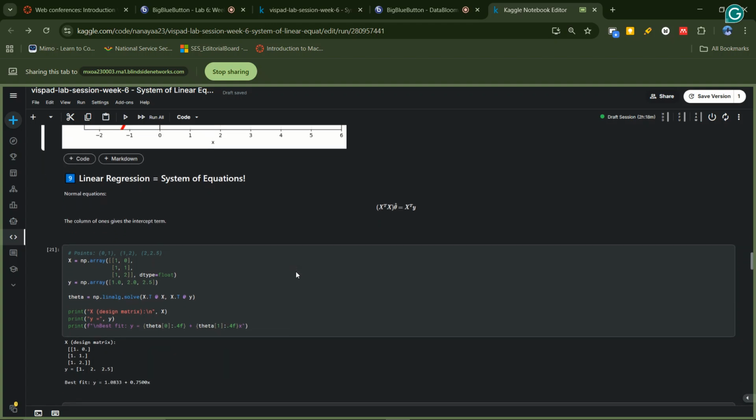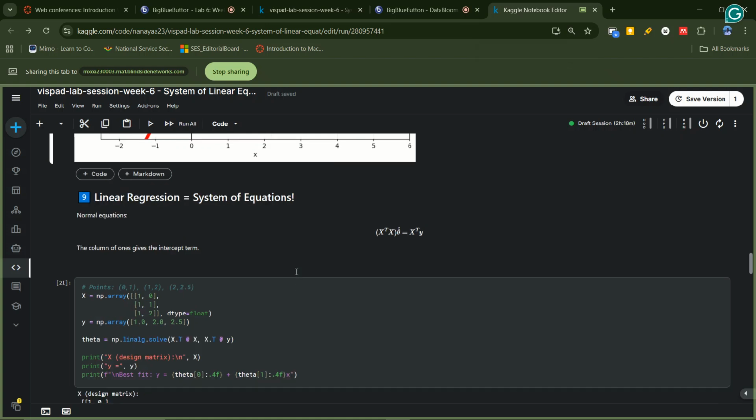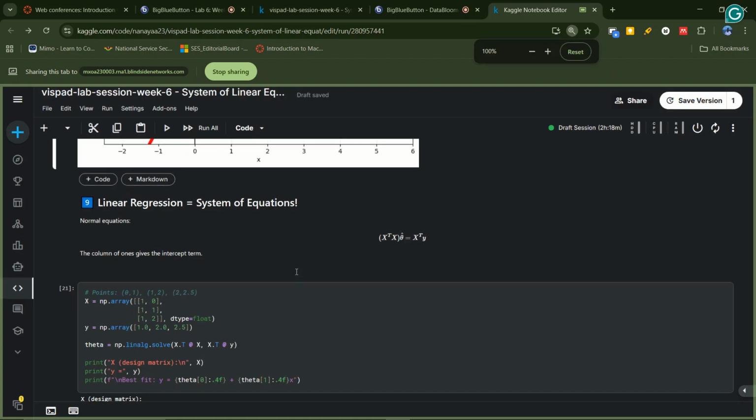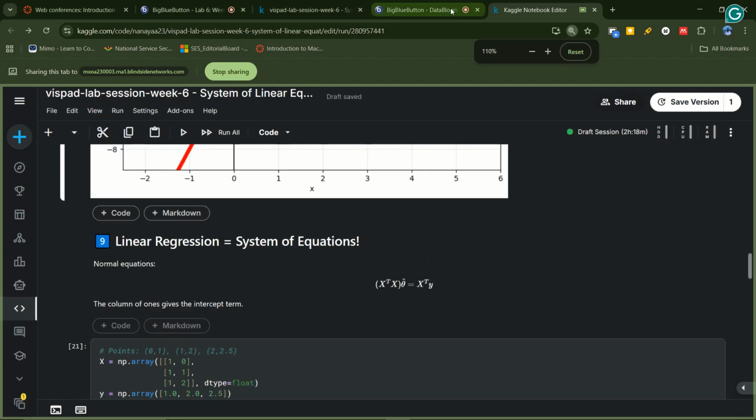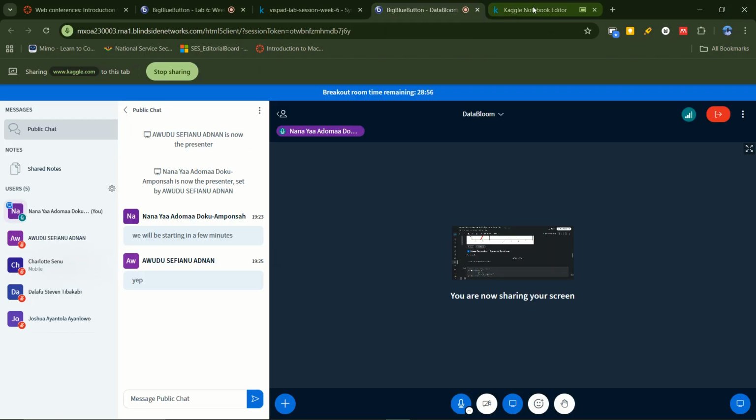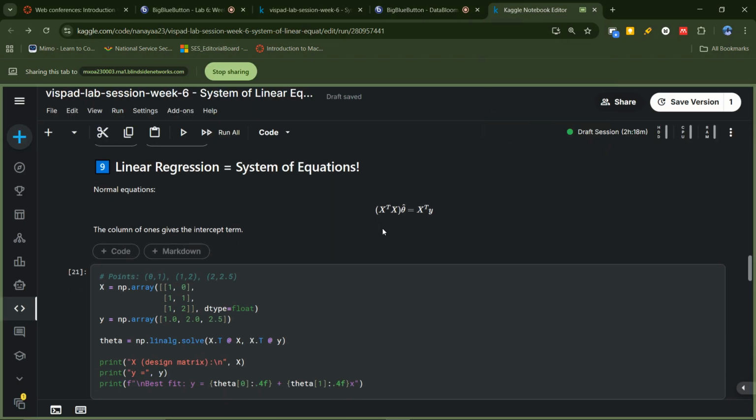Okay, now we're moving on to another concept. We're almost done. I think this is the last but one concept. Hopefully, I'll finish within the 28 minutes we have. We are moving on to another concept.